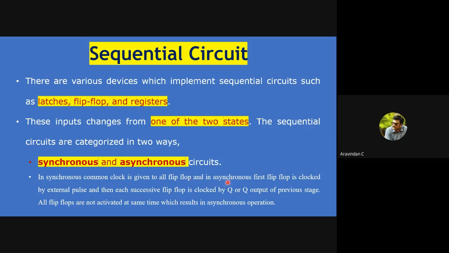Whereas in the asynchronous, I'm going to connect the clock only to the first one. For example, in your class, I'm going to have the register number 101, who is the only guy connected with the engine, whereas register numbers 102, 103 are coming behind. So what are the instructions? I'm going to give the instruction only to 101, and he is going to transfer the data from 101 to 102, 102 to 103. That is nothing but asynchronous.